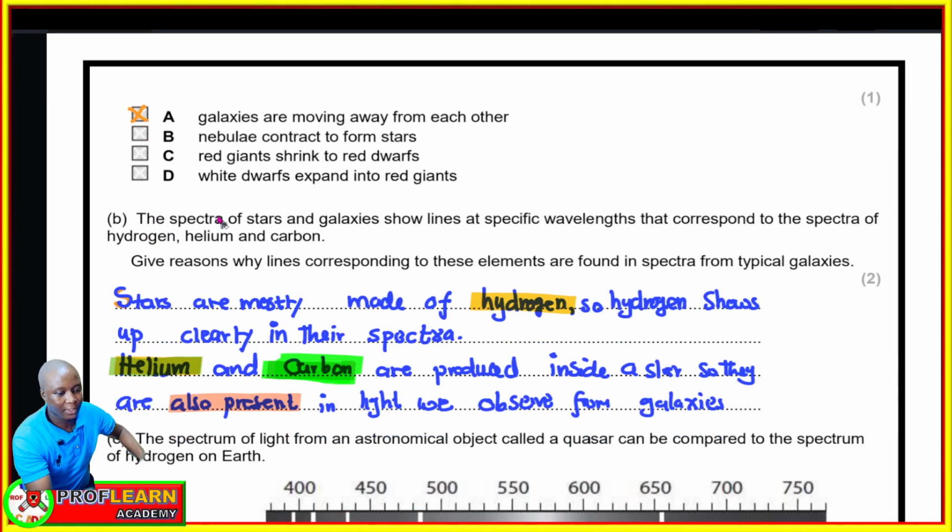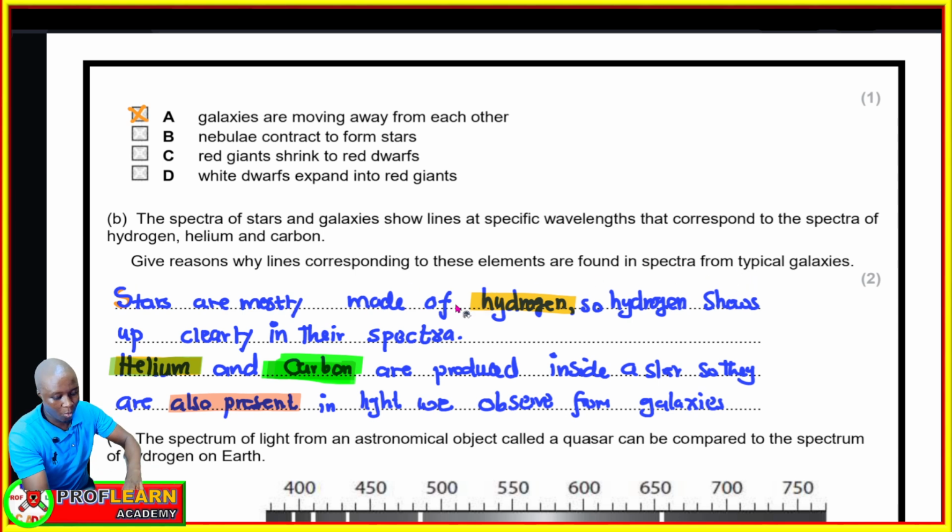Then we are told that the spectra of stars and galaxies show lines at specific wavelengths that correspond to the spectra of hydrogen, helium and carbon. Give reasons why lines corresponding to these elements are found. Which elements are we talking about? We're talking about hydrogen, helium, and carbon. So give a reason why lines corresponding to these elements are found in the spectra of galaxies.